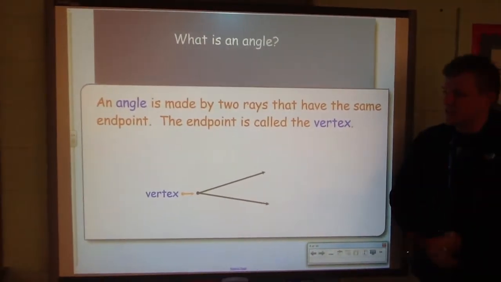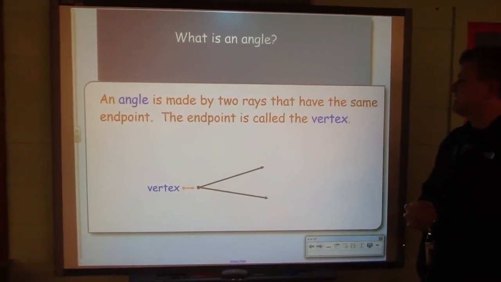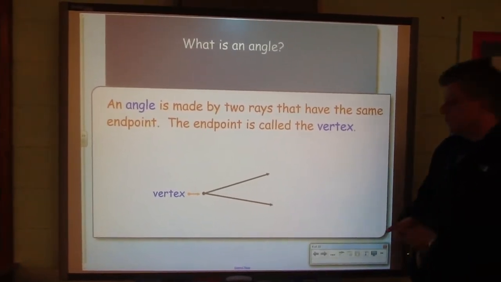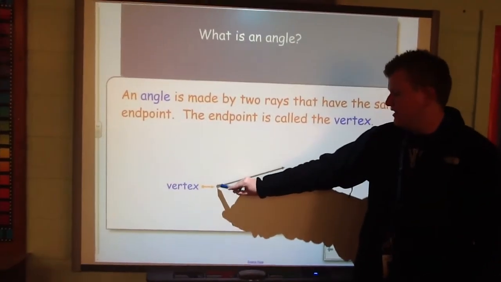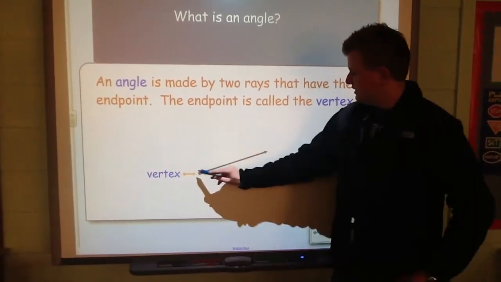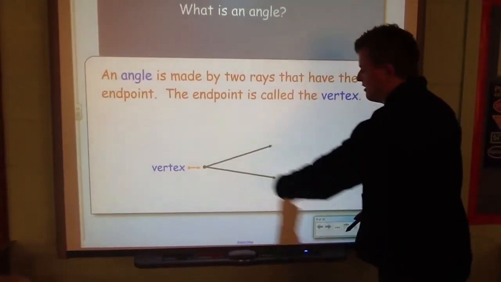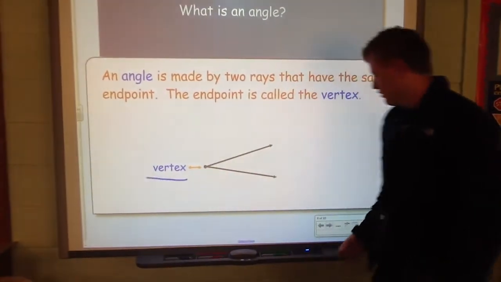Okay, what is an angle? Let's talk about that. An angle is made up by two rays that have the same endpoint. The endpoint is called the vertex. So you see here that we have one endpoint, and then off of that endpoint, there's a ray that's going on and on and on this way, and then here's a ray that goes on and on and on this way. That endpoint that they both share is called the vertex.